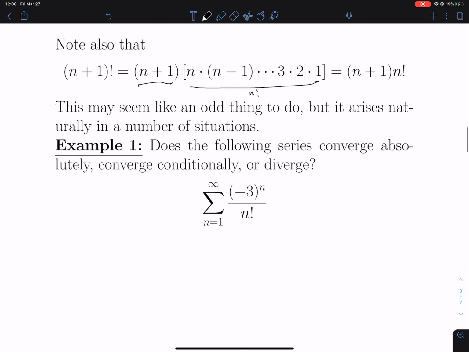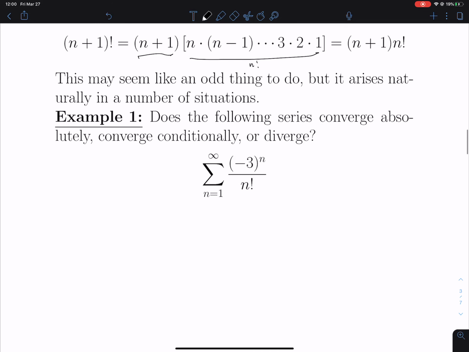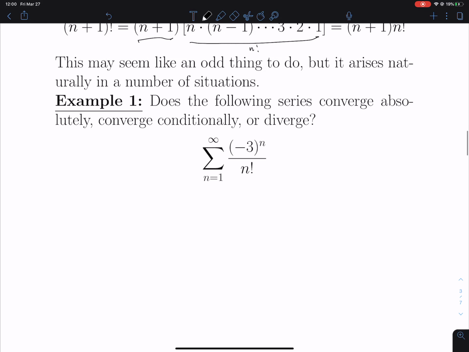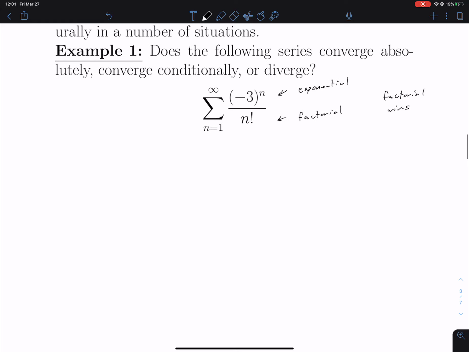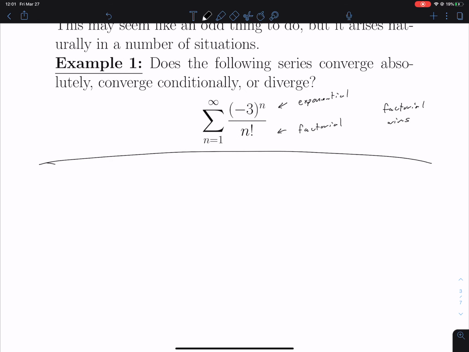And this may seem like an odd thing to do. Maybe you've seen it in other classes, maybe you haven't, but it does actually arise really naturally in a couple of situations that we'll see soon after this next test. So does the following series converge absolutely, converge conditionally, or diverge? As always, you should start off with just a little bit of intuition here. Who wins between a factorial and an exponent? So this is exponential, and this is a factorial, and factorial will actually win this by a lot on our hierarchy of functions. But let's actually do the ratio test.